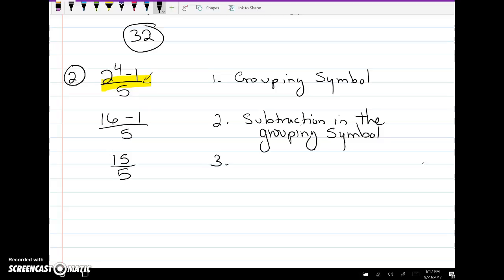Finally, I can work with the last operation. Remember, a fraction bar also tells us to divide. So 15 divided by 5, that's my division. 15 divided by 5 is 3, my final answer. Let's do one more.